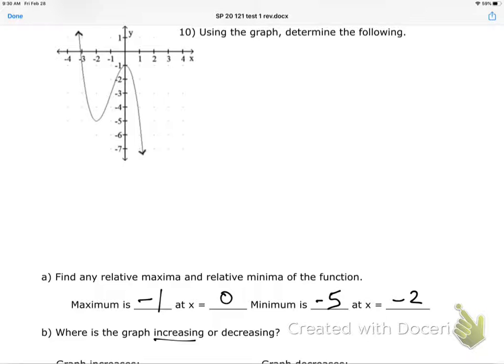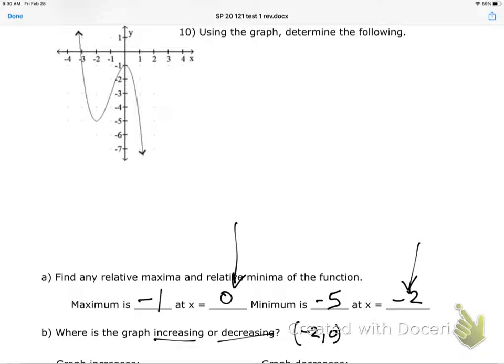Now, where's it increasing and decreasing? Right, well, the only part that's increasing on this one is this part here, okay? Between what? X numbers, not Y numbers. It increases between negative 2 and positive 0. Now, look, you're going to be using these. These are the X numbers. So it's increasing between, where's that? Negative 2 and positive 0. That's where it increases, okay? That part there.